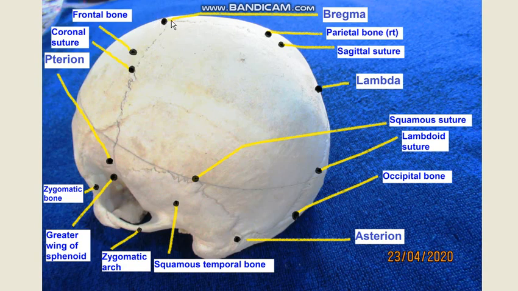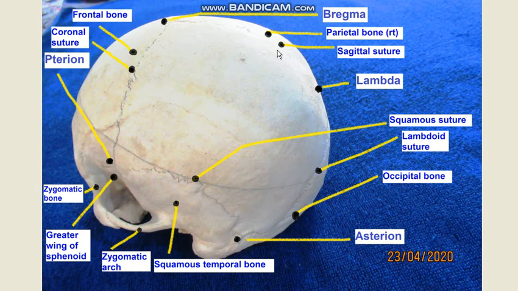Let us start at this anterosuperior angle or frontal angle of the parietal bone. This point is also called the bregma because it is the meeting point of the two parietal bones and the frontal bone. It is also the site of the anterior fontanelle in the newborn.